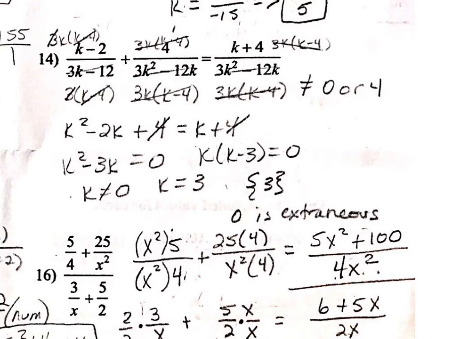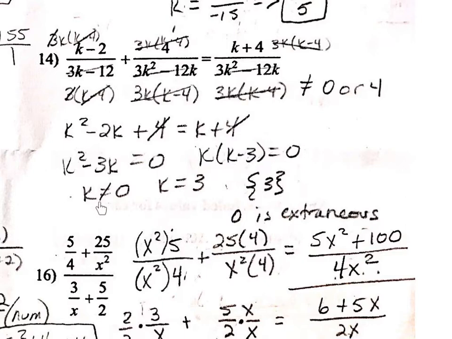Now I combine like terms. Well, these 4's are going to cancel out, because when I subtract 4 from 4, I get 0. Then I'm going to subtract a k from both sides, and I get k squared minus 3k, because a minus 2k minus a k is a minus 3k. So I get k squared minus 3k equals 0, and then I factor that. When I factor out the k, I get k and k minus 3.